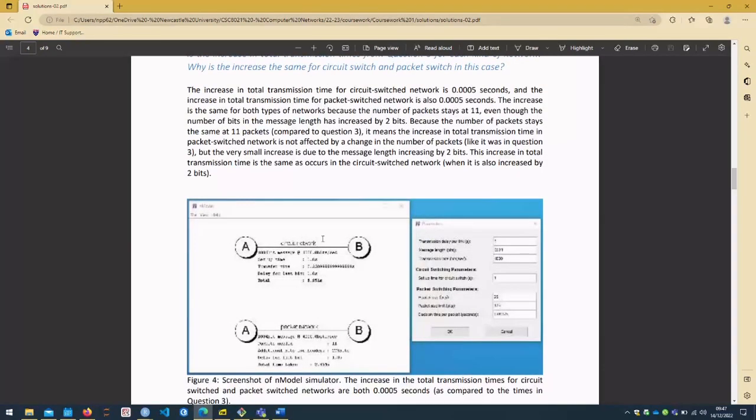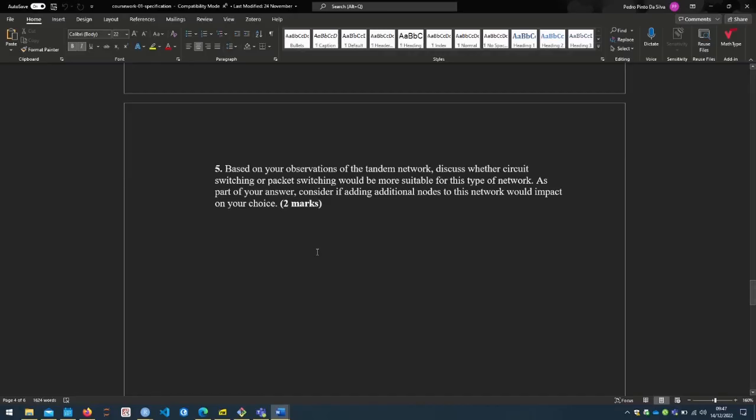Question 5 is not shown here, so I need to look for it. So question 5, I think it is: based on your observations of the tandem network, discuss which other approaches would be more suitable for this type of network. So what's the consensus, if there's one?